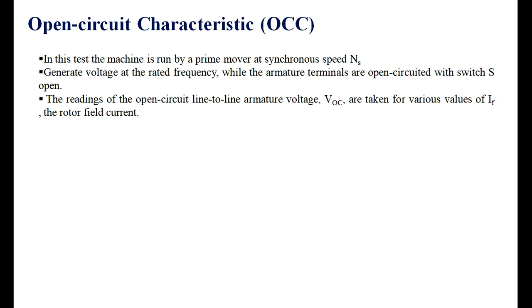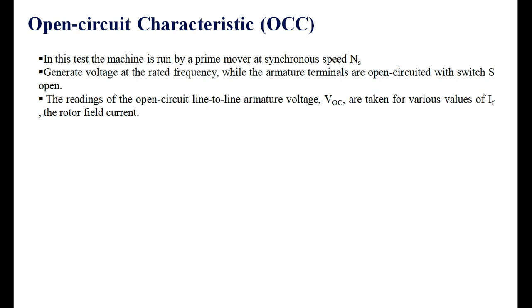In the open circuit test, or open circuit characteristics, the name itself suggests that the alternator is operating under no load condition. You run the alternator at a rated speed, then in steps you go on changing the field current. For each value of the field current, you note down the open circuit voltage. Then you draw the characteristics, the field current versus the open circuit voltage. The characteristics you get is the open circuit characteristics.